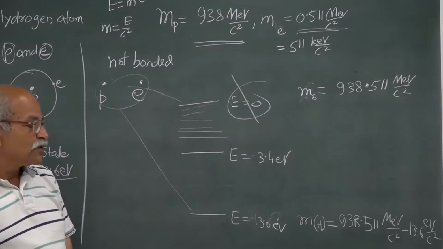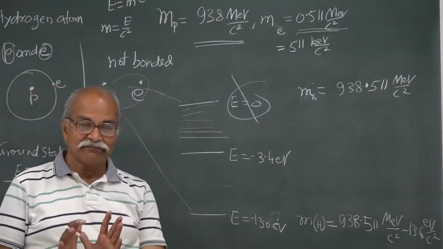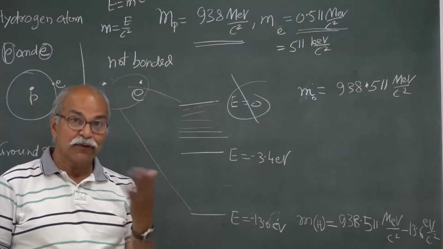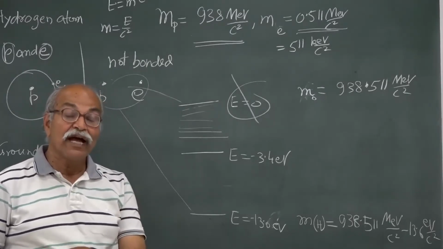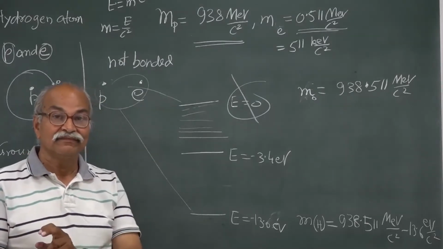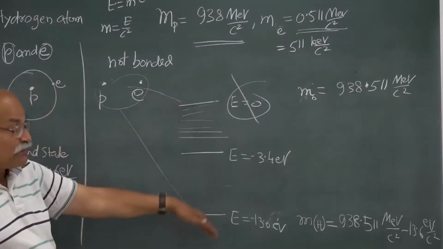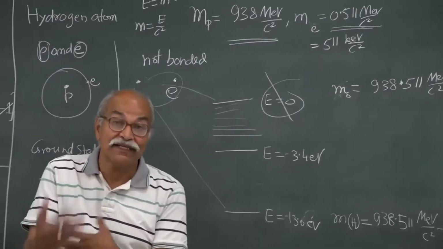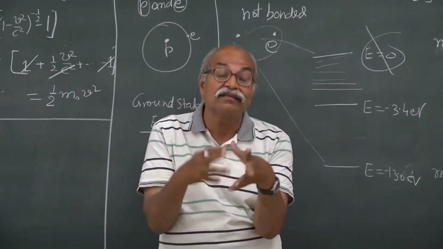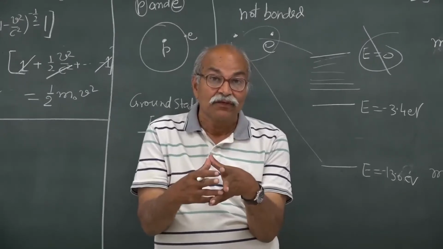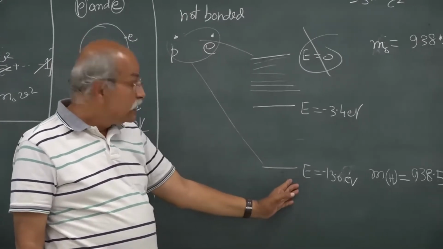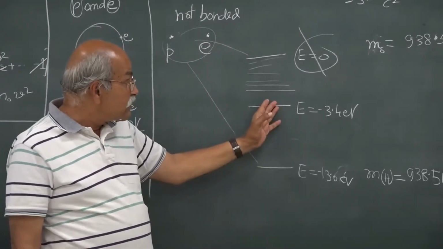So, the rest mass of a hydrogen atom is less than the sum of the rest masses of a proton and an electron, although hydrogen is made from a proton and an electron. In that bonded state this happens. The rest mass of a composite particle which has subparts will depend on the internal structure. Here the internal structure is different, here it is different, and here it is different.